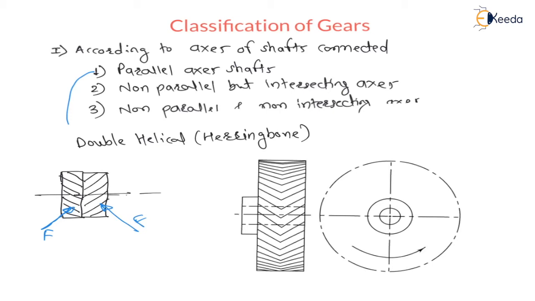Now consider any one load. For this load, let us say F, there will be one radial component FR and one axial component FA. And for another load, there will be one radial component FR and one axial component FA, right? Now look at the diagram, my dear students.